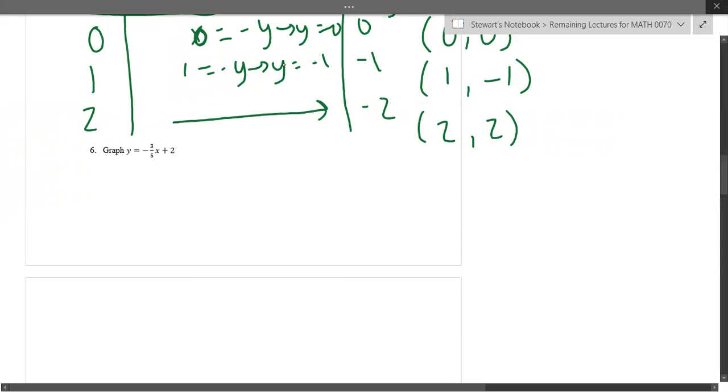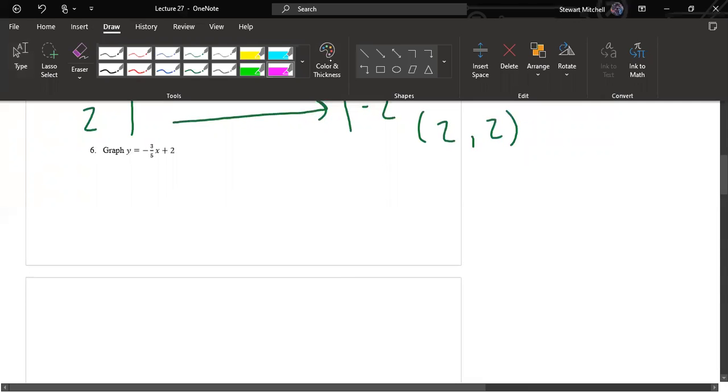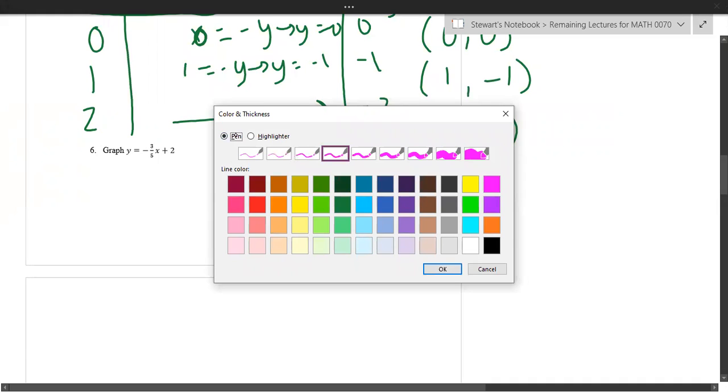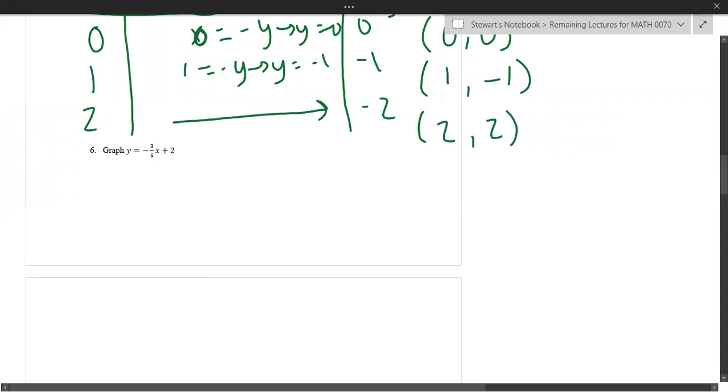I think I picked that color over. Oop, nope, not that. Oh, I want the pen. And I want, what color? We'll do this one, why not? Okay.